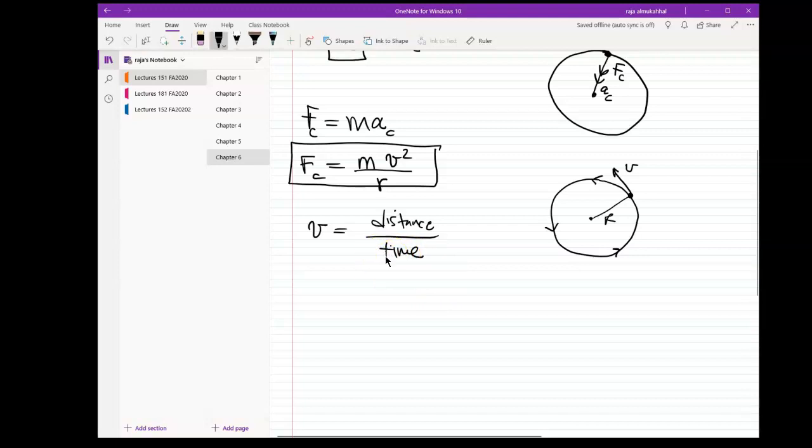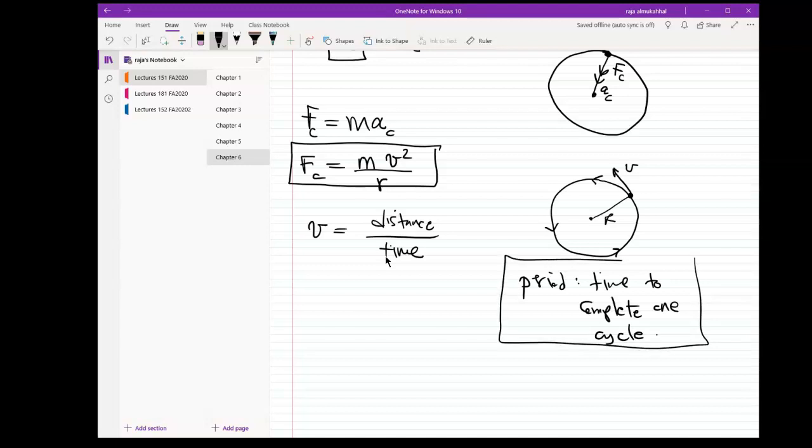Remember, I don't remember if I covered it or not, but the term period means time to complete one cycle, okay? One cycle, or one circle, one orbit, whatever it is, or one wavelength. So the period is the time to complete one cycle. And the cycle for our case here is a complete orbit, or complete circle. You see what I'm saying? So here we can say that the velocity for our case, the distance here would be the circumference, 2 pi r, divided by the period.